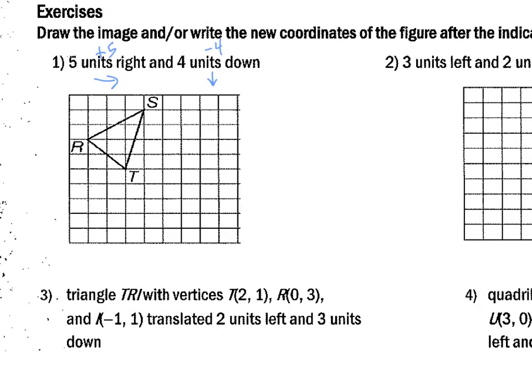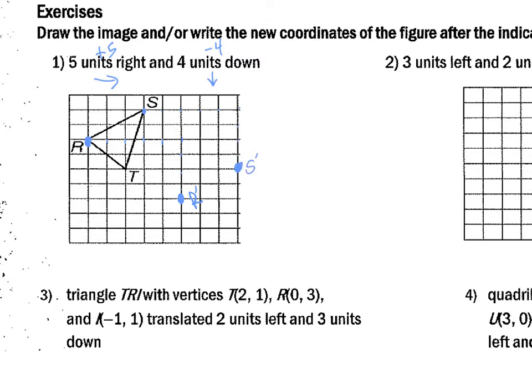Okay, so I'm going to move each one. So starting with R, I'm going to go to the right 5 places: 1, 2, 3, 4, 5, and down 4: 1, 2, 3, 4. So that's going to be R prime. Same thing with S. I'm going to go 1, 2, 3, 4, 5, and down 1, 2, 3, 4.